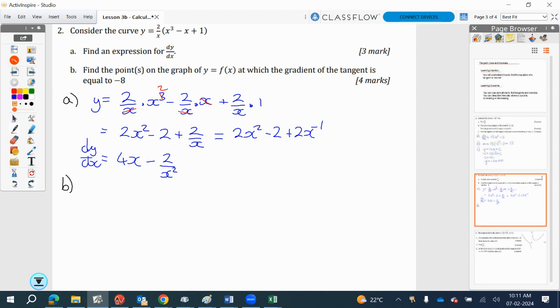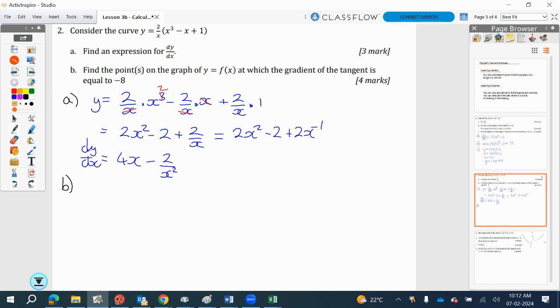It should be more than one. It says point or points, and it's 4 marks, so you just solve and get one answer? Plugging it in my calculator, do I plug in the derivative equals -8? Are you solving? Yeah.